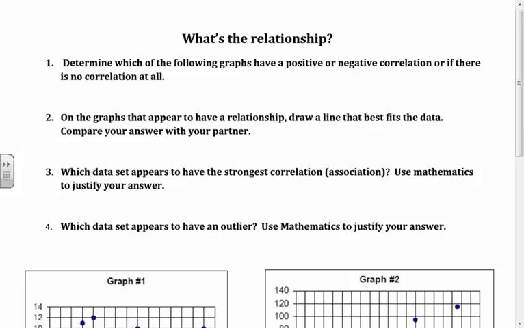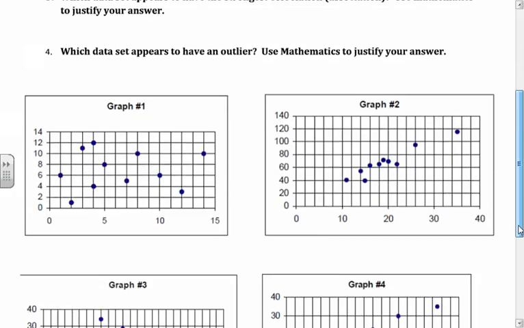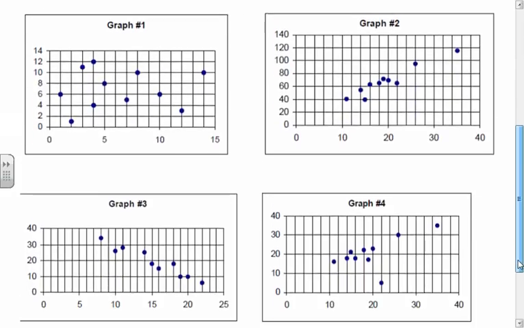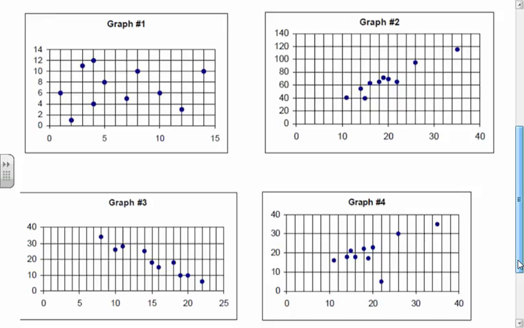And I'm going to have you do this. It says, which of the following graphs has a positive, a negative, or no correlation? So go ahead, you guys. Out of these four graphs, which ones do you think have a positive correlation? Which one do you think has a negative? And which ones do you think have no correlation? I'll let you go ahead and do that. You can pause right now and pick your answers.